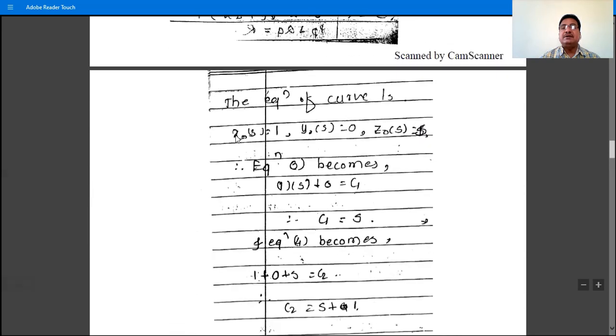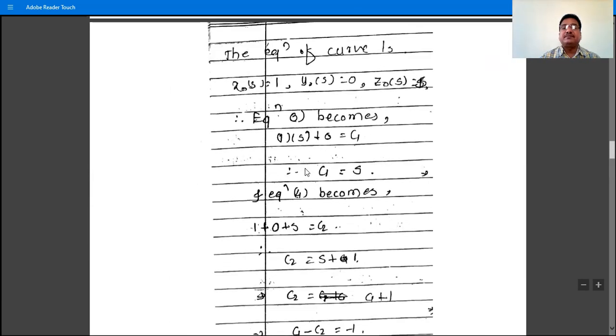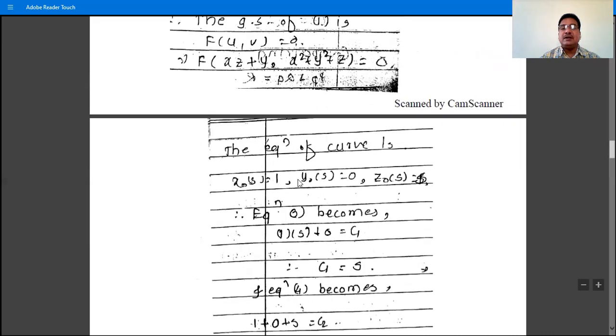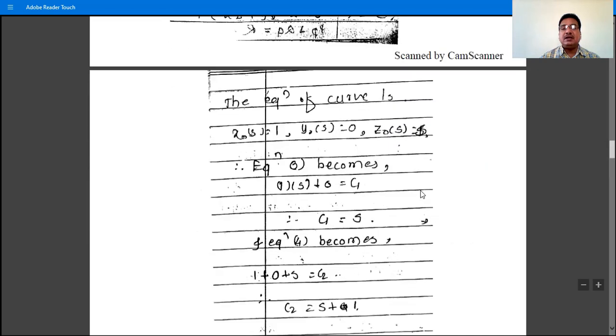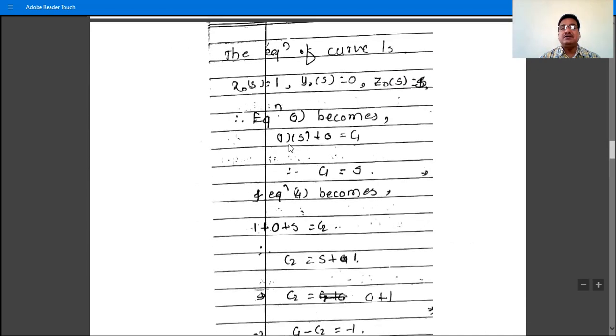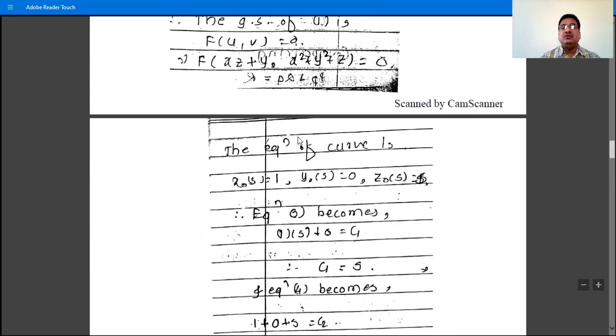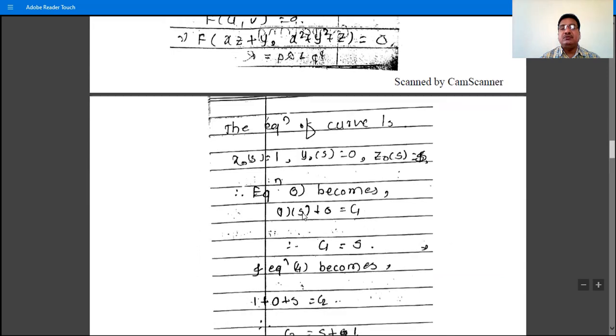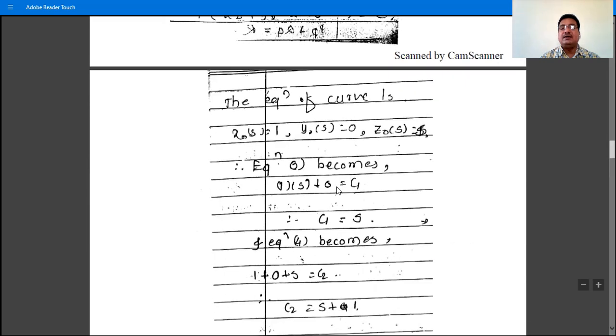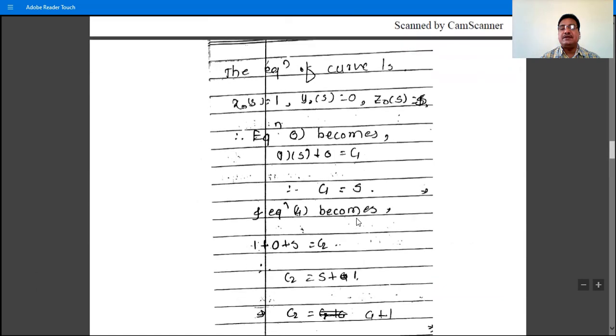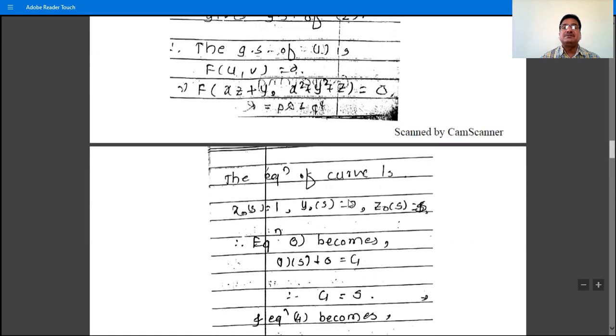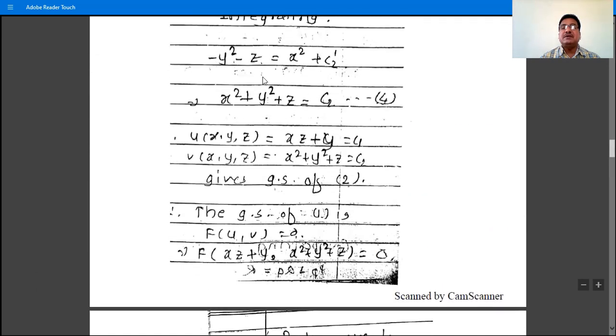The given curve is x naught s is 1, y naught s is 0, z naught s is s. So equation 3 becomes: substitute the value of x as 1, y as 0, and z as s in equations number 3 and 4. From equation 3 we have x into z, that is 1 into s, plus y is 0, equal to c1. Therefore c1 is s, and the equation 4 becomes, substitute these values in this equation.